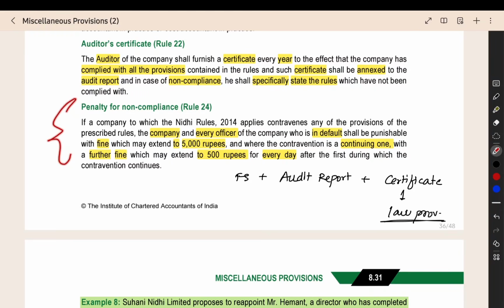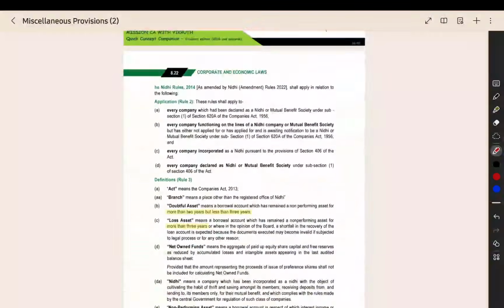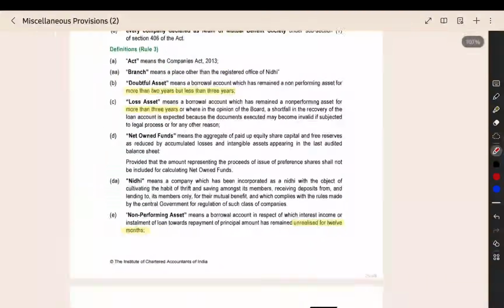Then the penalty for non-compliance they are having. So that's all about the Nidhi company. Only one thing is remaining, that is the procedure for creating a Nidhi company. So here we are having two procedures.